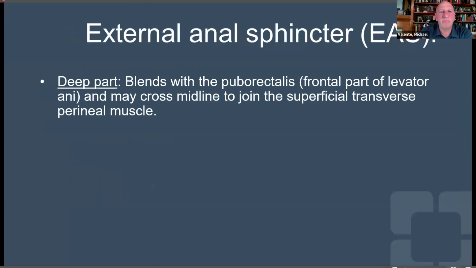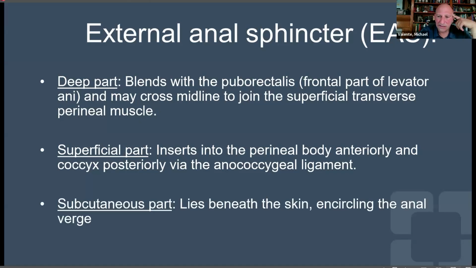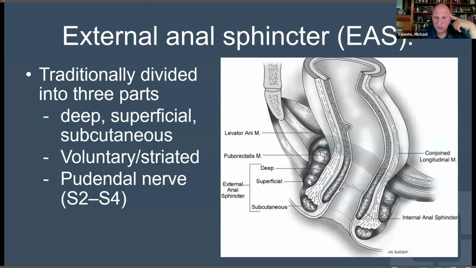The deep part blends with the puborectalis muscle. Part of this actually joins the superficial transverse perineal muscle, which makes the perineal body, which we'll talk about later in the pelvic floor. There's a superficial part. This inserts directly into the perineal body and into the coccyx and anal coccygeal ligament, and the subcutaneous part lies beneath the skin, encircling the anal verge. So we have the deep, the superficial, and the subcutaneous portions.